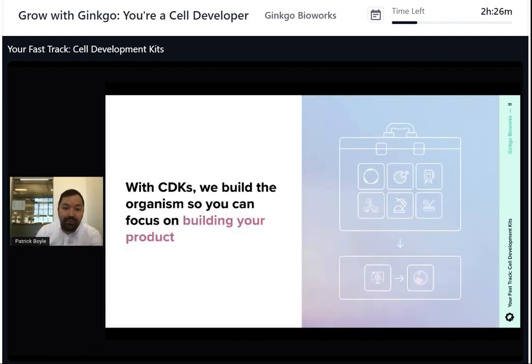So again, for us and what we're doing with CDKs, the real opportunity here is that it helps you specify what you need so that Ginkgo can build the organism and you can focus on building your product. Going back to this example of Motif, they've hired food scientists and formulation experts, and that allows them to focus on what really matters for scaling their business.